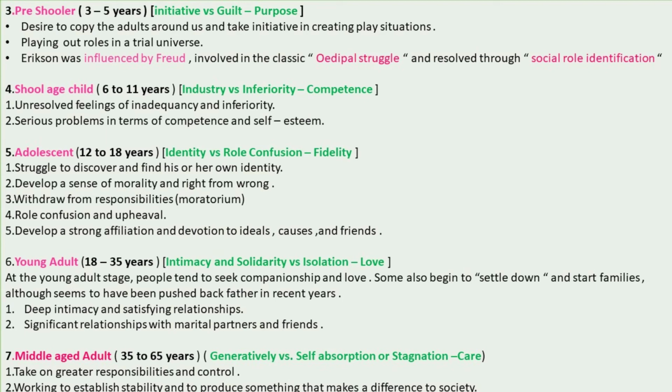Seventh one is middle-aged adult, 35 to 65. Generativity versus self-absorption or stagnation, care. Take on greater responsibilities and control, working to establish stability and to produce something that makes a difference to society. Inactivity and meaninglessness, major life shift occurs during this stage.